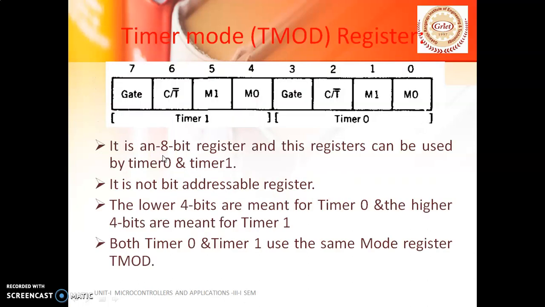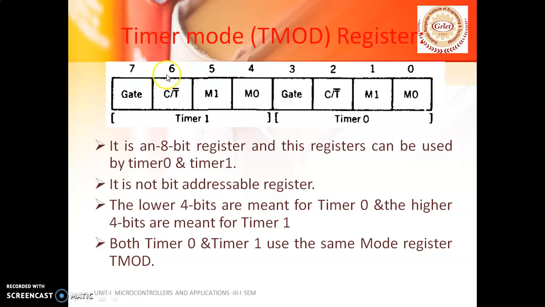Coming to the TMOD register. TMOD stands for timer mode register, and this register is used for selecting the mode of operation of the timer. It is an 8-bit register, and it is used by timer 0 as well as timer 1. But it is not a bit addressable register. When I say it is not bit addressable, we cannot write the programming for the individual bits. We have to write the programming for the complete whole byte.